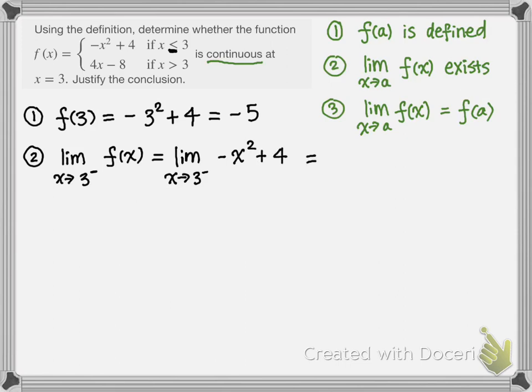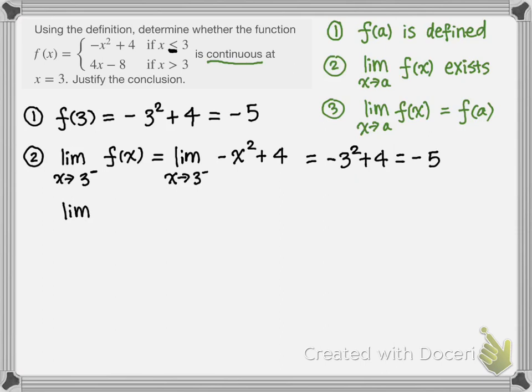And we can do direct substitution. A one-sided limit you can just do by direct substitution, as if x equals 3, because we have an expression. So we have negative 3 squared plus 4, which is negative 5. So that is the left-sided limit.